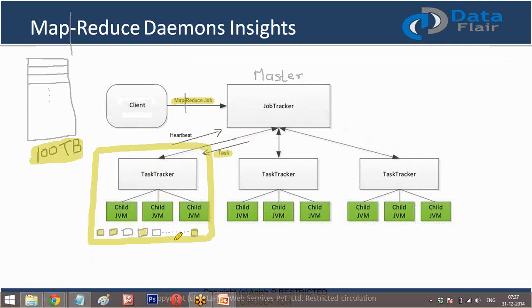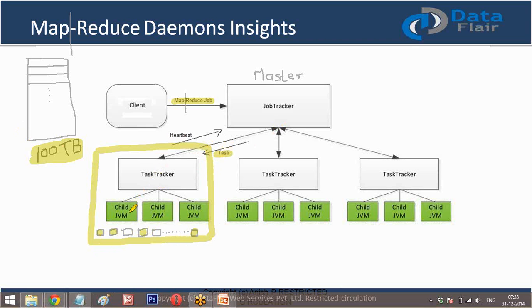Suppose these are the say 100 blocks which I have highlighted, that are available corresponding to this file on this slave. So it will say with this algorithm process these blocks. Now what task tracker will do, it will start a child JVM, Java virtual machine.